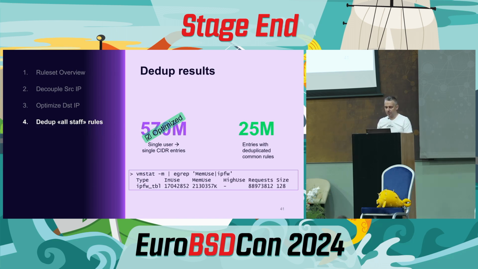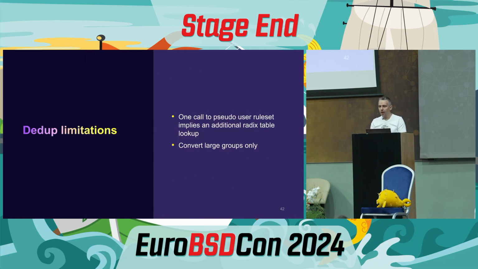This technique has some limitations, though. One is obvious. Every time you want to add a pseudo user to a user rule set, you are going to add an additional table lookup, and it will cost you some CPU power. So you don't want to convert very small groups. You want to convert only large groups to pseudo users.